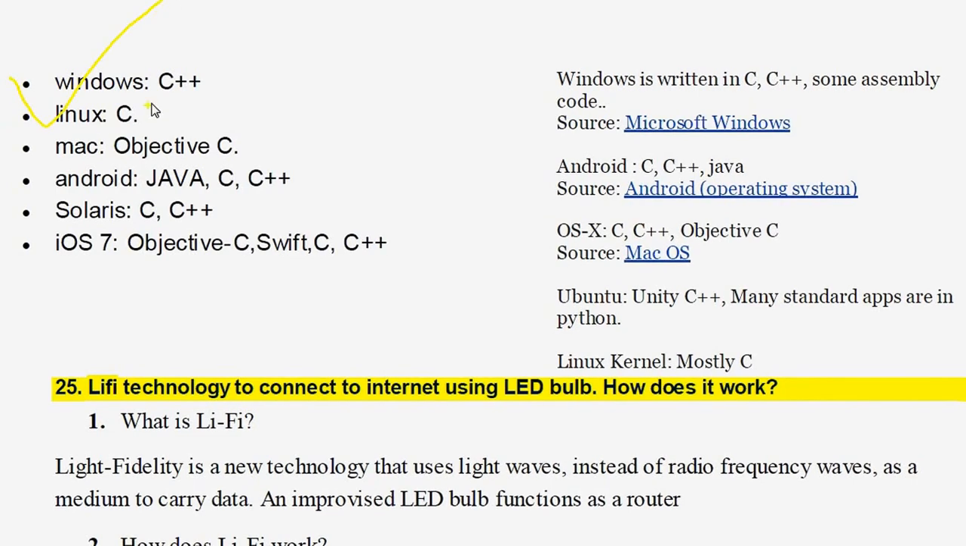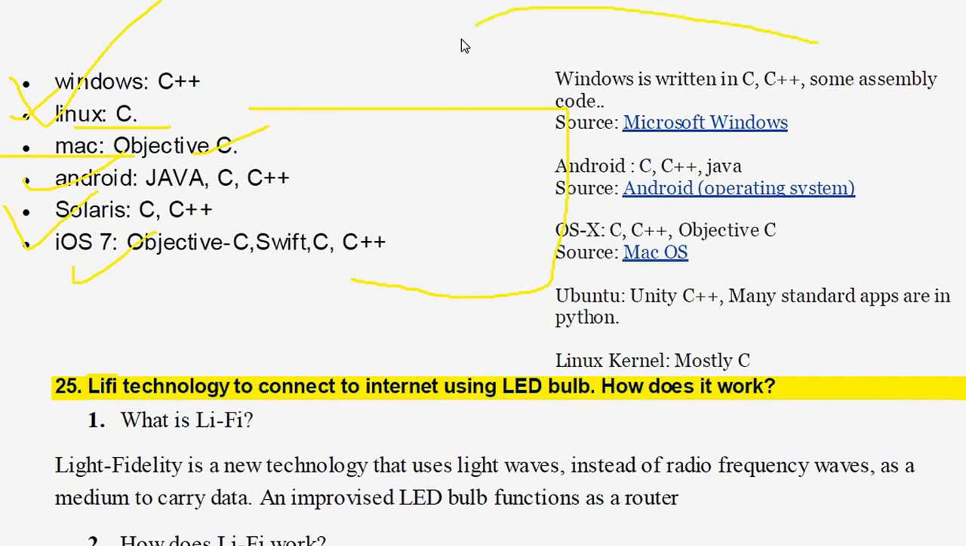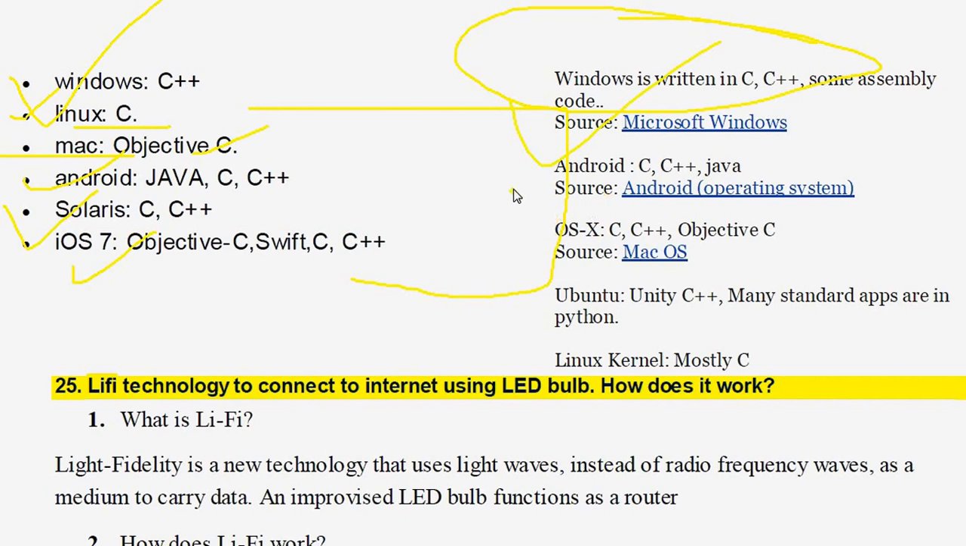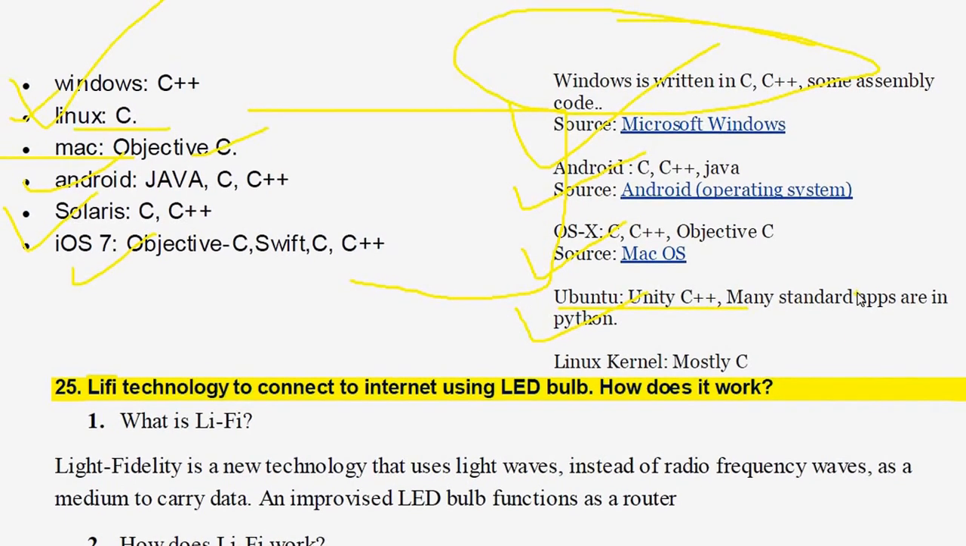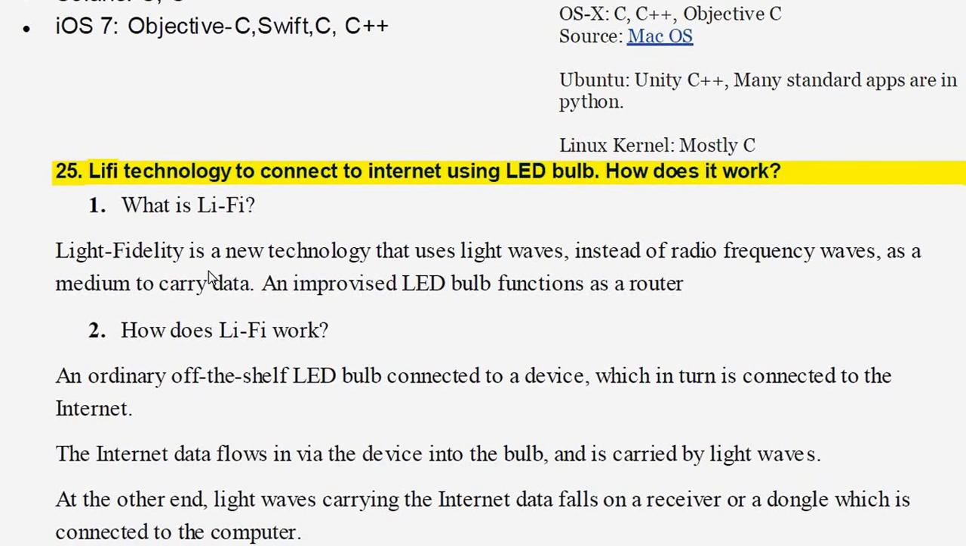And if we consider another operating system such as Linux, which is developed using the C language, and Mac operating system, which is developed using Objective-C, Android using Java, Solaris using C, C++, and iOS using Objective-C. And here again the same description. Windows is written in C, C++, and some assembly code, and Android in Java and C++, and OS X in Objective-C, and Ubuntu, which is an open source based software, is written in C++. And going to the next question, what is Li-Fi technology?